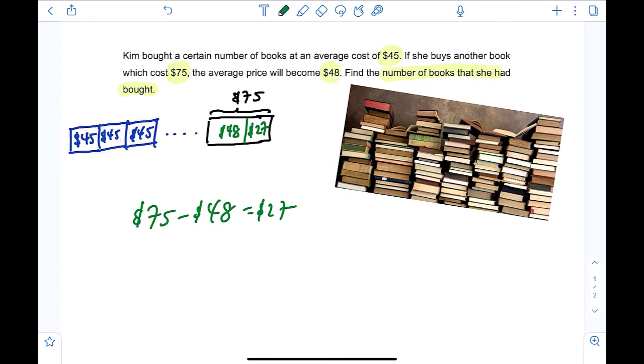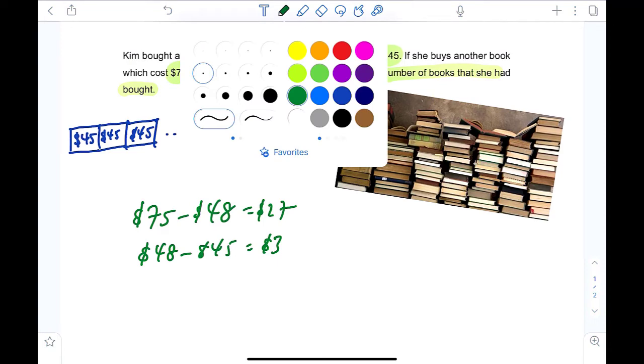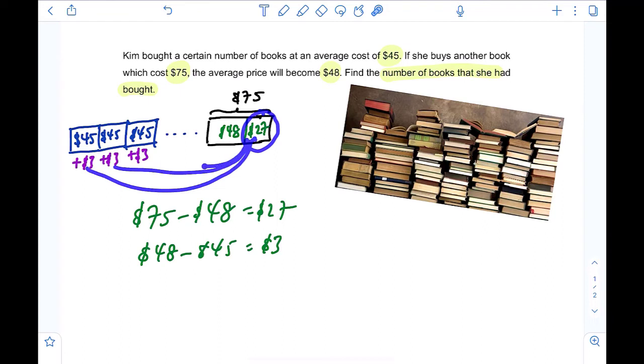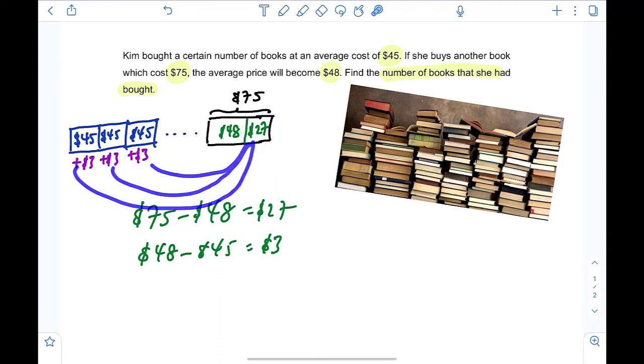Alright, so what is the average difference in each book? $48 minus 45, we will get $3. So I need to increase the average cost by $3 for each of the books. Plus 3, plus 3, plus 3, right? And I have a spare $27 to work with. So how many books can I give this $27 to, so that I increase by 3, by 3, by 3.